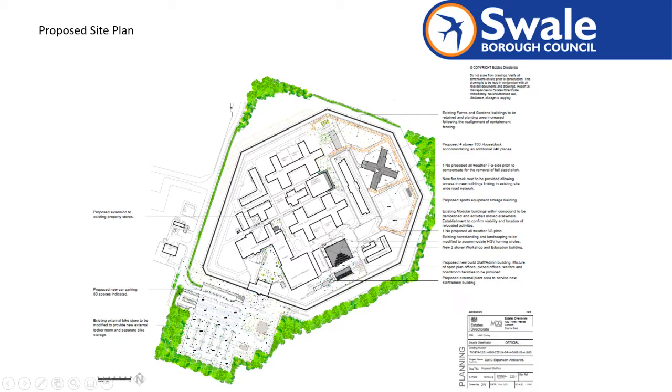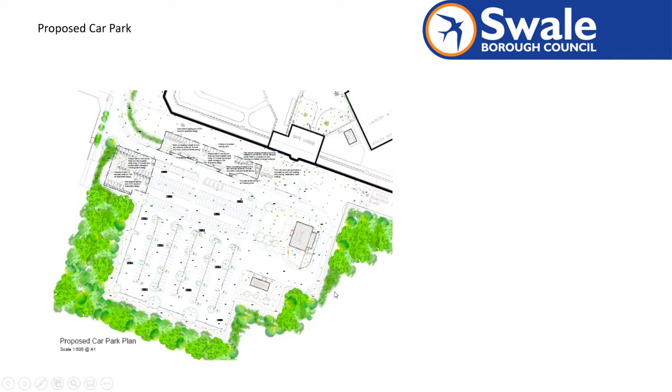The proposal will sit on part of an existing playing field, and a replacement 7-a-side football pitch and a multiple-use games area will be provided. In addition, a sports storage area, an expansion to the property store, and an expansion to the planting area for the prison will also be provided, alongside 80 car parking spaces, which sit outside of the walls of the prison. As you can see, these are the 80 car parking spaces indicated here on my screen.